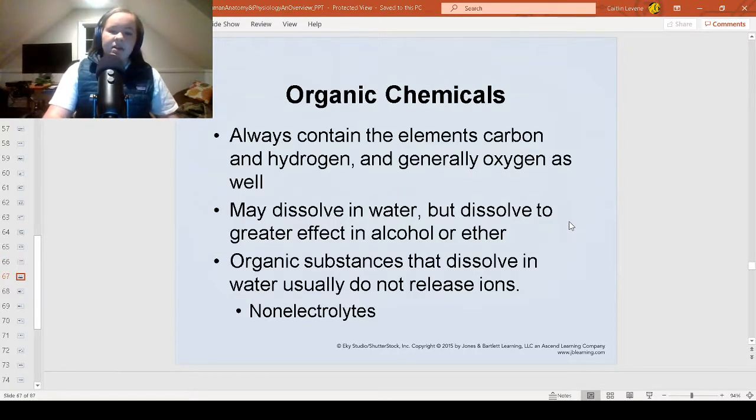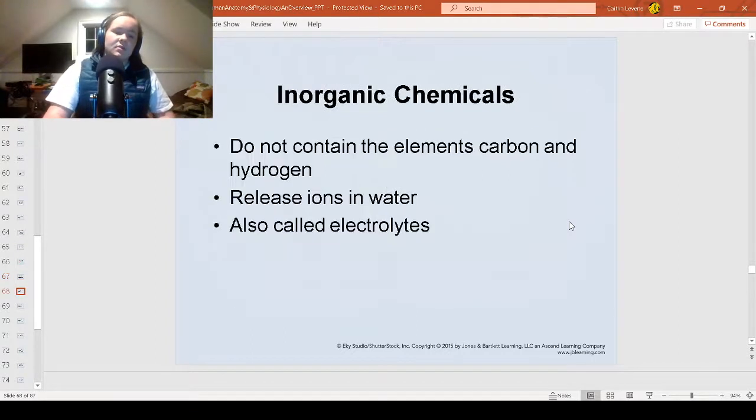Organic chemicals always contain the elements carbon and hydrogen, and generally oxygen as well. Organic chemicals may dissolve in water, but dissolve to greater effect in alcohol or ether. Organic substances that dissolve in water usually do not release ions. Those are non-electrolytes. Inorganic chemicals do not contain the elements carbon and hydrogen. They release ions in water and are called electrolytes.